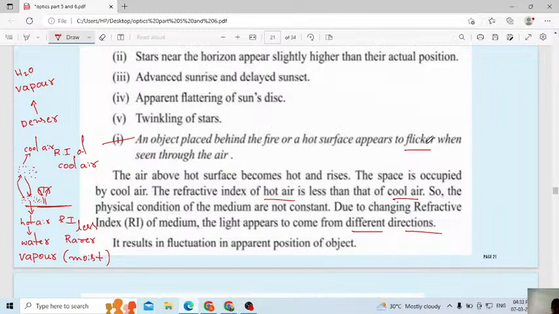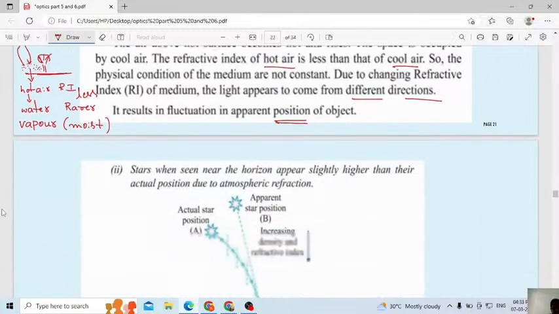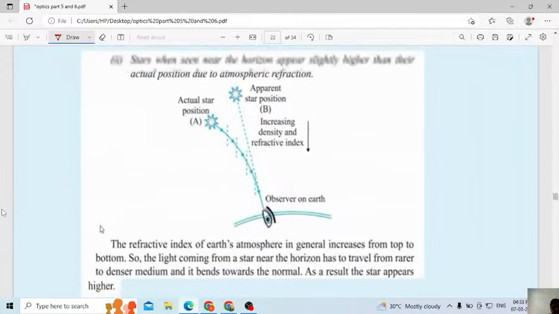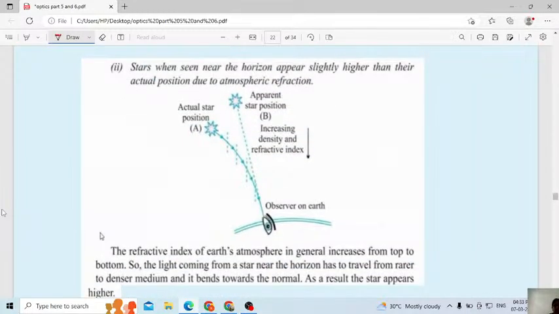The object will appear to be emitting its own light. Normally it does not emit, but it will appear to show some light. It results in fluctuation in the apparent position of the object. You will feel the object's position is continuously changing, because the hot air and cool air are continuously circulating. Okay, next, you will come to know, this is also a very important thing.